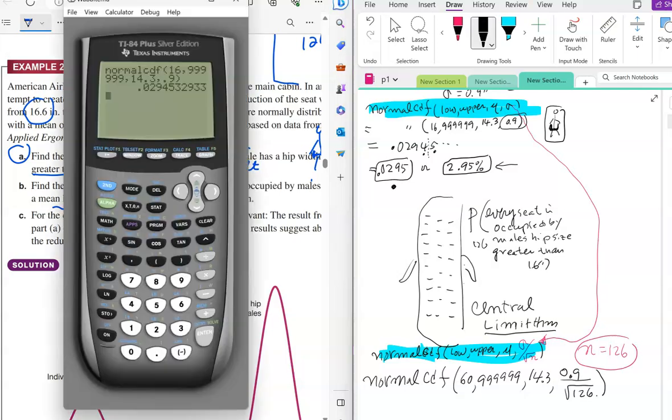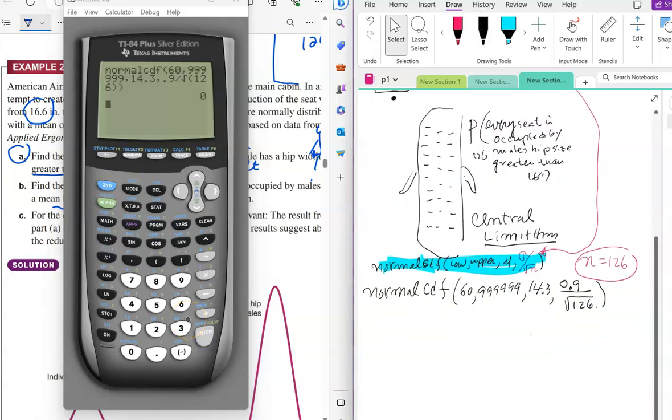Okay, so put that in the calculator. I'm going to clear that. Normal CDF, second bars, go to normal CDF. And then 60, comma, 999,999, at least 6 nines I said, and then 14.3, comma, now what? 0.9 divided by square root of 126. You have to close the parenthesis for the square root, and put another parenthesis for the entire thing. Okay? And then you're going to get 0.